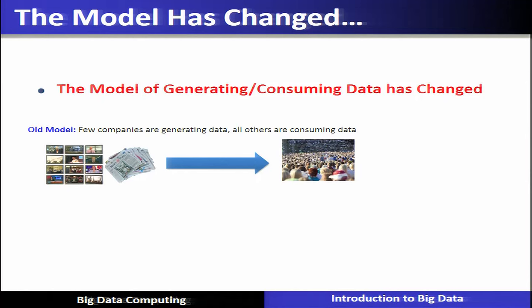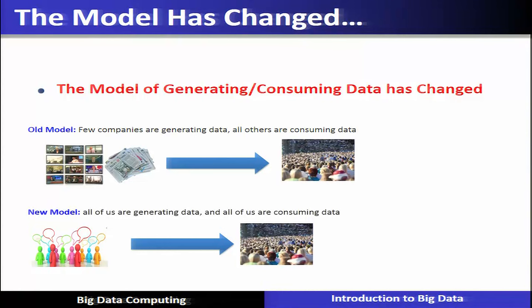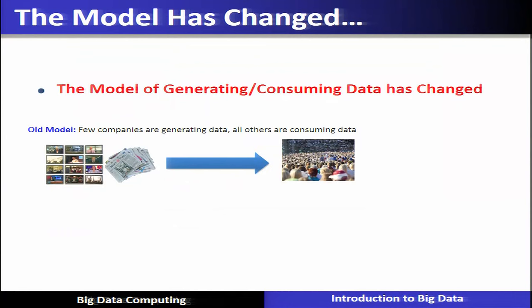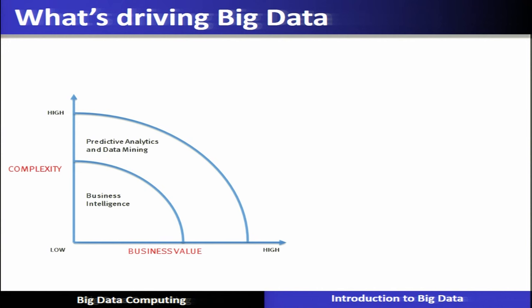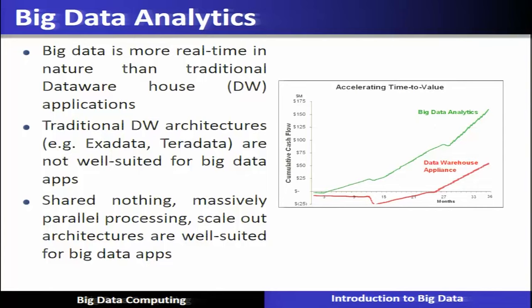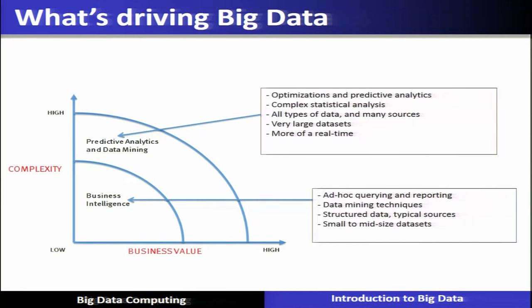So we see that the model of computation is quite changing. The earlier model was based on the RDBMS, OLTP and OLAP. This was the old model, and the new model is based on real-time data. That means all of us are generating the data and all of us are consuming the data. It's not only the companies which generate and consume data. So the new model is required and has to be integrated into different business decision making and solutions. And therefore, this picture shows what is driving the further development of big data, its research and its use cases.